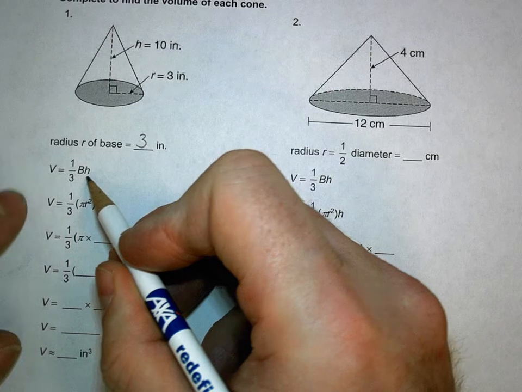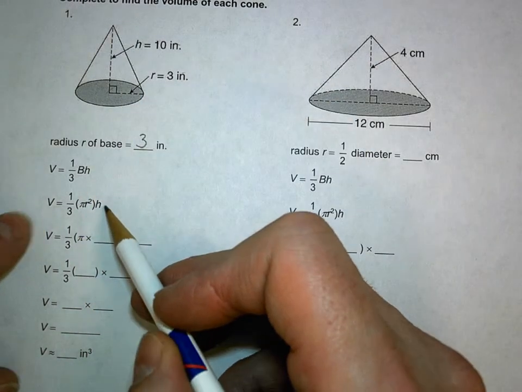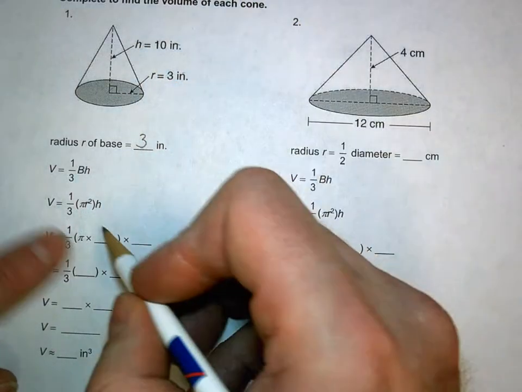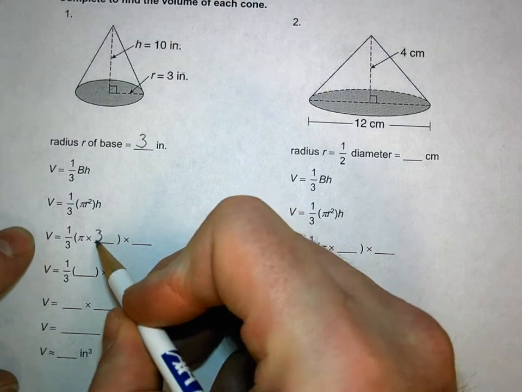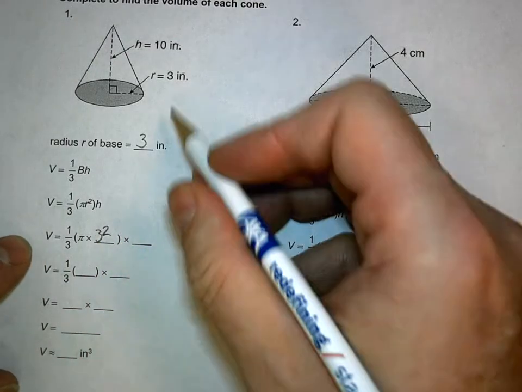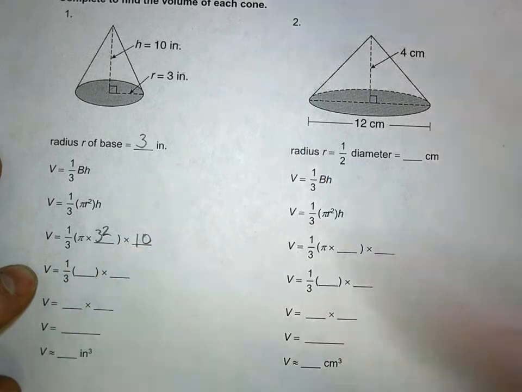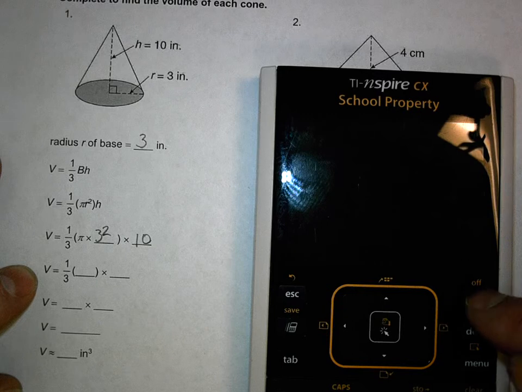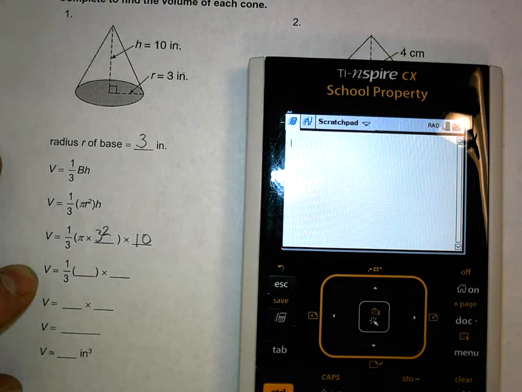We know that volume is 1/3 base times height. The area of the base is pi r squared times height. So 1/3 pi times r squared, which is 3 squared, times the height, which is 10. Now, what is pi times 3 squared? Well, I happen to have a calculator, so I can do this. We're going to use 3.14 for pi.